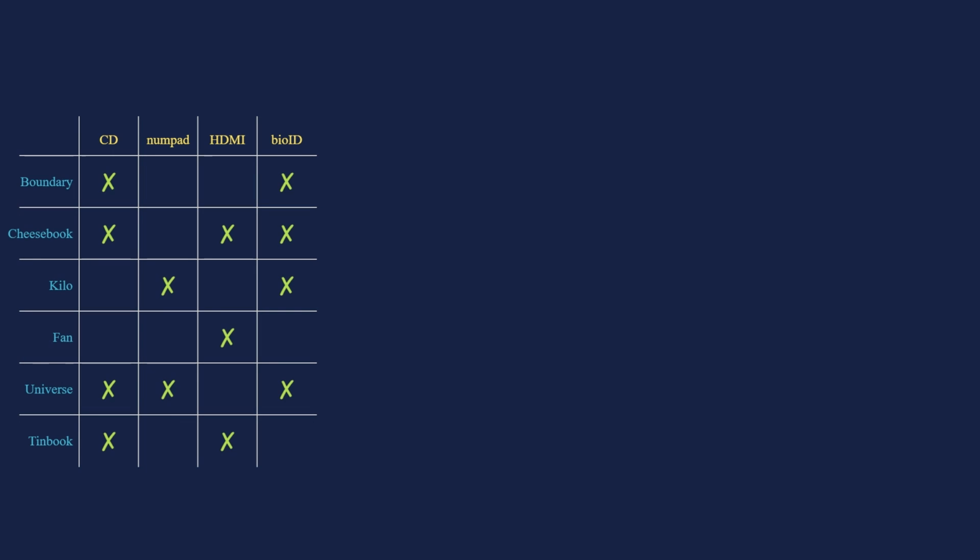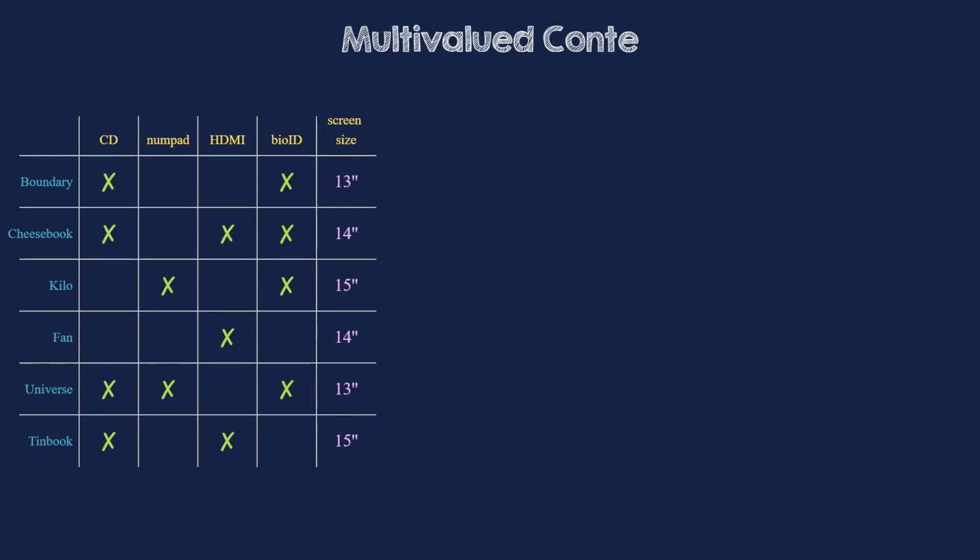The problem is that they are given by numerical values and can't be directly classified as present or not present in an object. Let's start with the screen size to see what's going on here. If we added the screen size to our data table, it might look like this. Because the entries aren't just yes and no, this is now called a multivalued context. To work with it, we have to transform it into an ordinary context. This process is called scaling.